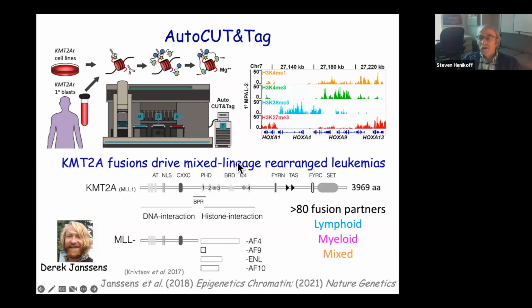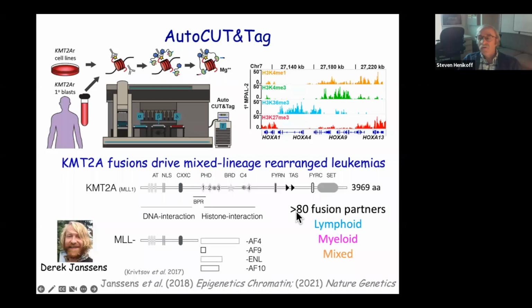Now, these are leukemias that are driven by fusions involving the KMT2A gene, where KMT2A is this enormous protein with a SET domain at the C terminus. That SET domain will methylate histone 3 on lysine 4, but it's the N terminus DNA interaction domain that's involved in the fusions. And after a breakpoint region, there can be a histone interaction domain, typically from these 4 chromatin regulators, but some 80 different fusion partners for KMT2A have been identified.